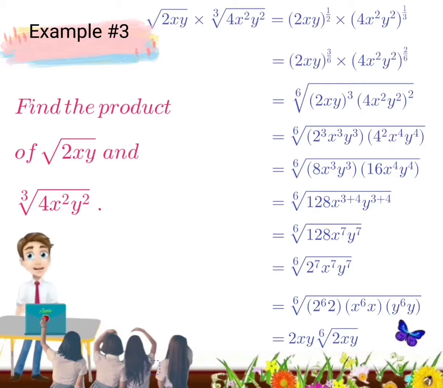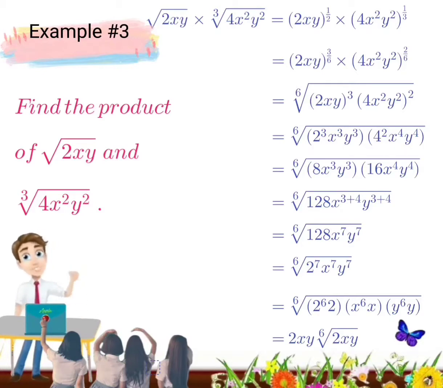Then after changing them into exponential form with the same denominator in the exponent, we will convert now as 1 into its radical form, so that will become the 6th root of 2xy cubed multiplied by the quantity 4x square y square raised to 2. And then distributing the exponents, so we have 2 raised to 3, x raised to 3, and y raised to 3. And we have in the second part, that is 4 raised to 2, x raised to 4, since 2 times 2 is 4, and y raised to 4 because 2 times 2 is also 4.